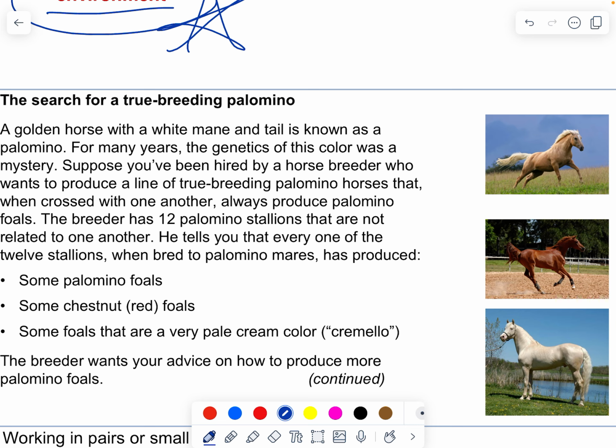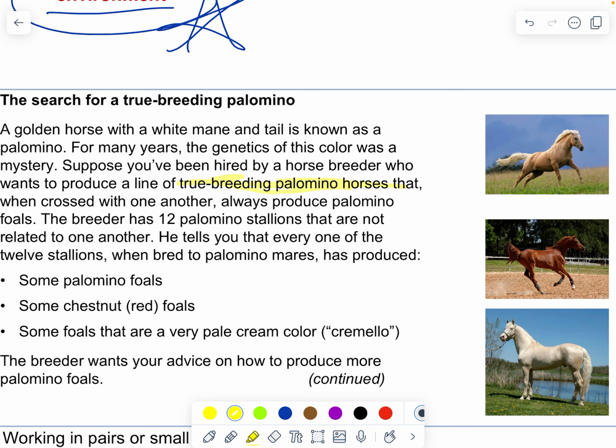A golden horse with a white mane and tail is known as a palomino. For many years, the genetics of this color was a mystery. Suppose you've been hired by a horse breeder who wants to produce a line of true-breeding palomino horses, so that's your key here, when crossed with one another. So therefore, they're always producing palomino horses.